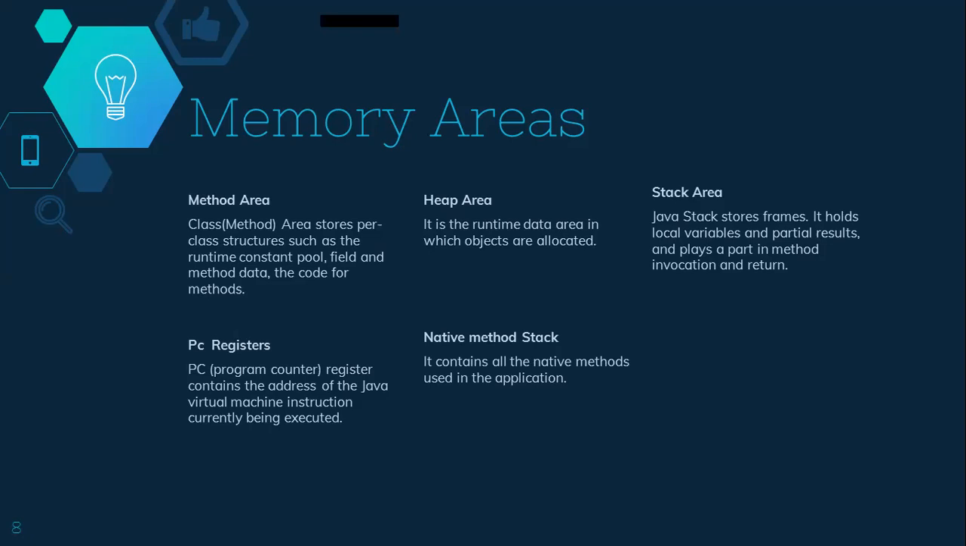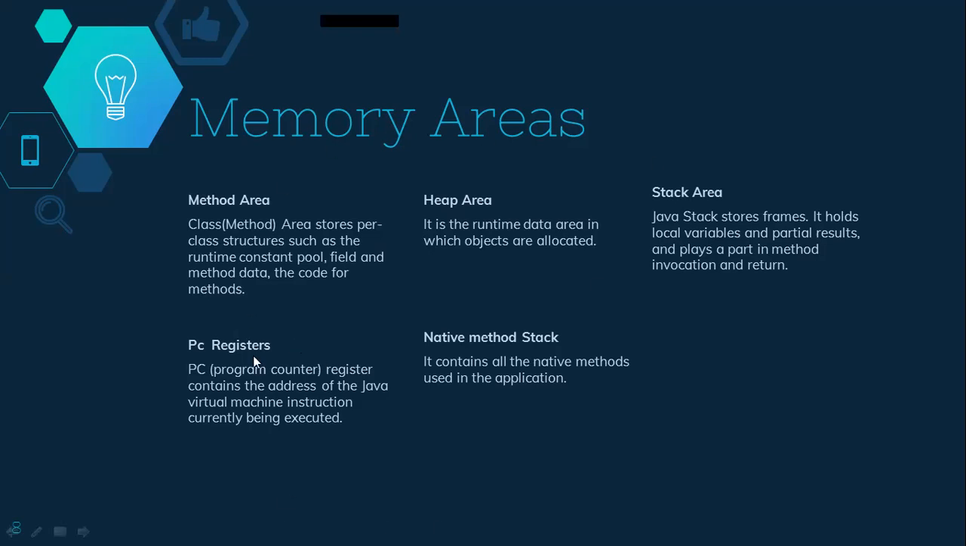Next we have PC registers. PC register means program counter register. It basically contains the address of the JVM instruction currently being executed. So the address of the current instruction being executed is stored in the program counter register. Next, we have the native method stack. This stack contains all the native methods used in the application. So all the native methods that are going to be used in the application are stored in the native method stack.